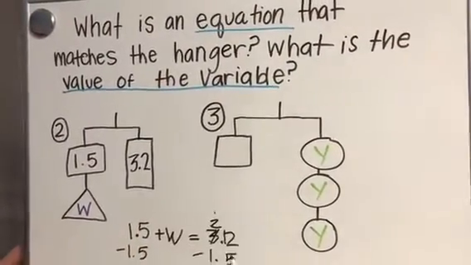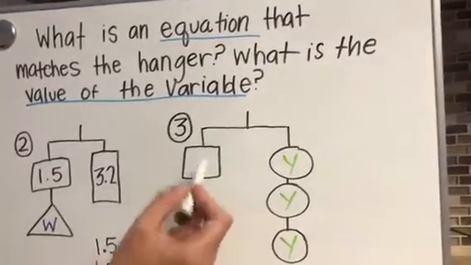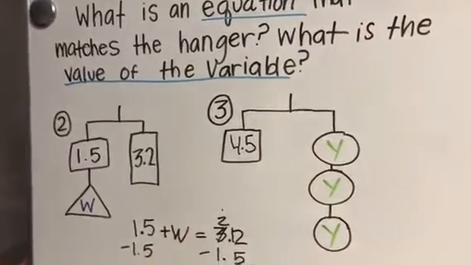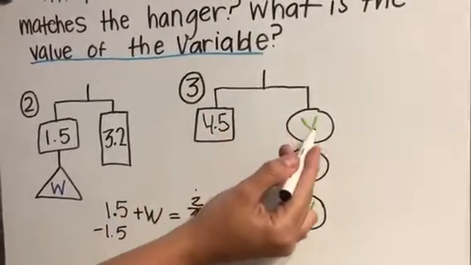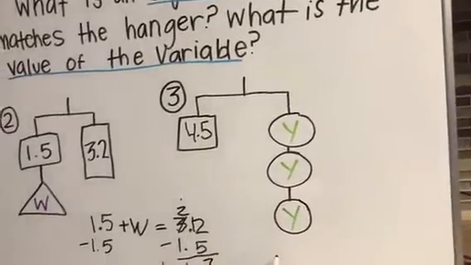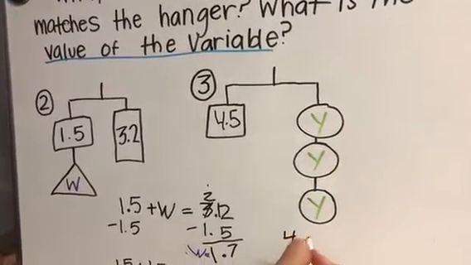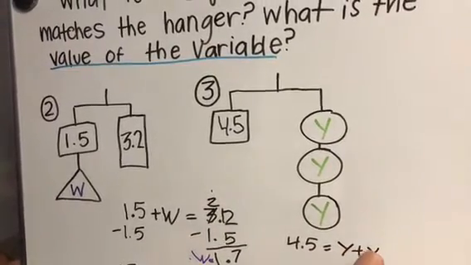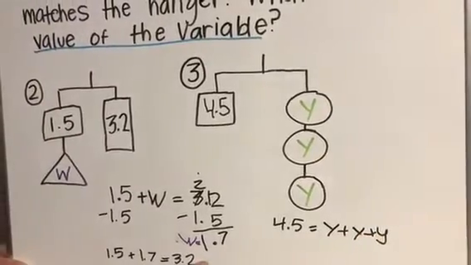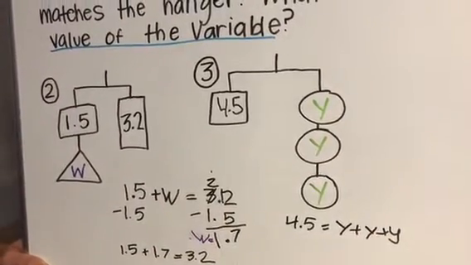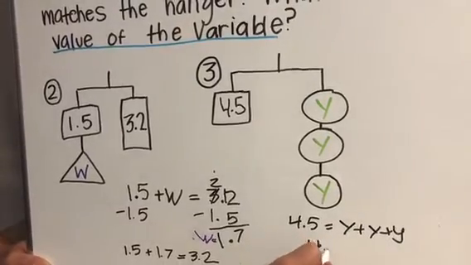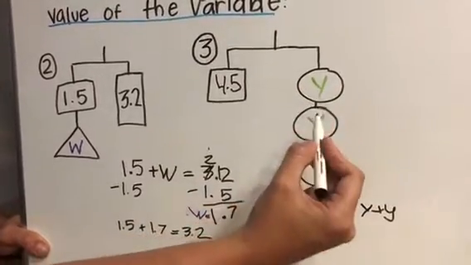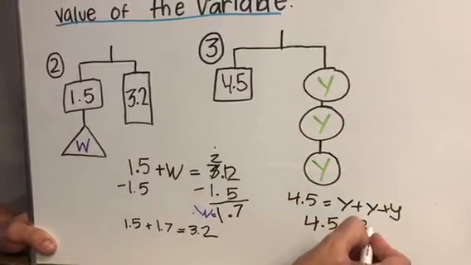For number 3, we know that square, forgot to write that in, is 4.5. Okay? So square equals 4.5, and we have these 3 y's. One way we can write this equation is 4.5 equals y plus y plus y. Okay? Another way we can write this equation is 4.5 equals, how many y's do we have? 1, 2, 3. 3y.